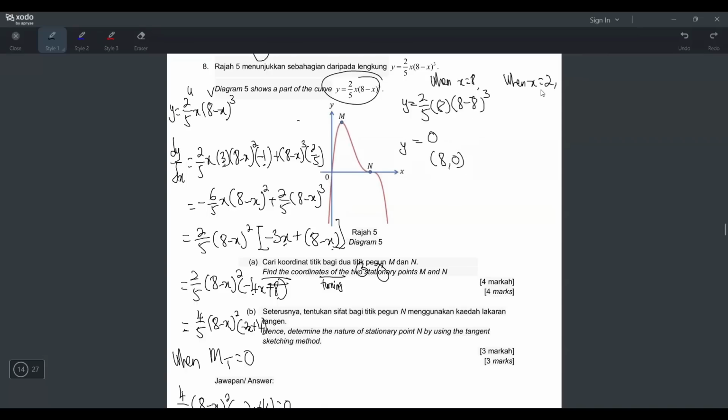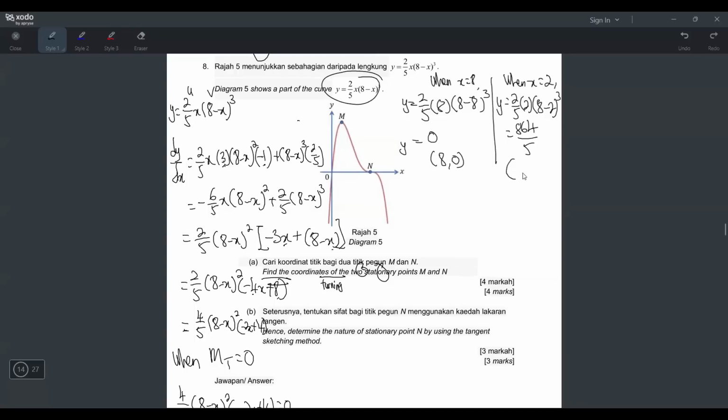This is the first turning point. The other turning point, you will also sub into y equals 20 over 5 x, which is 20 over 5 times 2, and then bracket 8 minus x power 3. So 8 minus 2 power 3 lah, because your x is 2. So what is 8 minus 2? 6. 6 power 3, 216. 216 times 4 divided by 5. Press calculator. Let me press. Okay, my calculator gives me 864 over 5. So very like jawapan yang ada fraction lah. Okay, tak apa, just write.